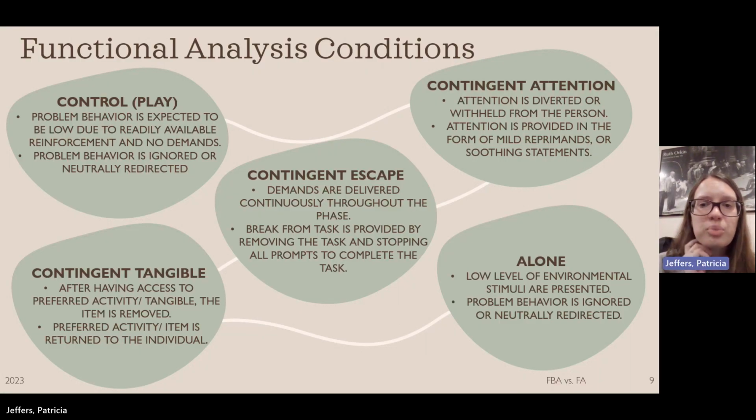During the control condition, the problem behavior is expected to be low due to the individual having free access to preferred items or activities, provided social attention, and no demands being placed upon the person. When problem behaviors do occur, they are ignored or neutrally redirected. The first test condition is contingent attention. During this phase, the individual is not provided with attention initially, but once they do engage in problem behaviors, then the analyst provides attention in the form of mild reprimands and/or soothing statements.